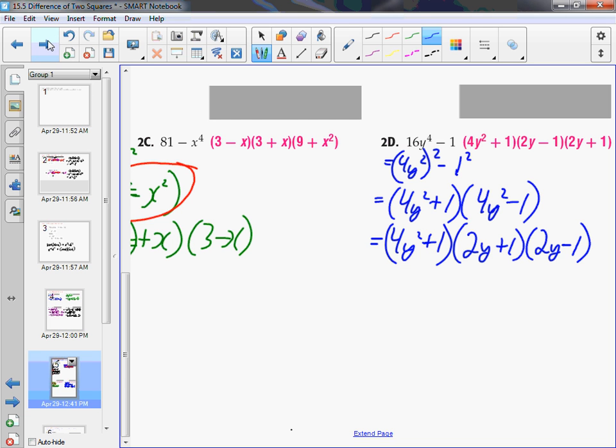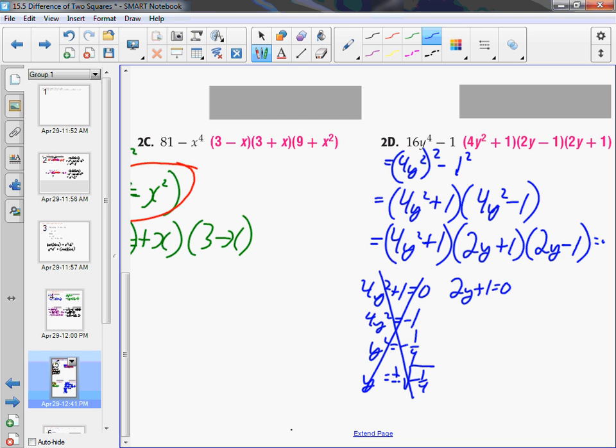All right. And again, what would we do if there was an equal sign here? We'd set that equal to 0. That's not going to give you a solution because you get 4y squared equals negative 1, y squared equals negative 1/4, y equals plus or minus the square root of negative 1/4. Not in the real world. 2y plus 1 equals 0, or 2y minus 1 equals 0. 2y equals negative 1, y equals negative 1/2. 2y equals positive 1, y equals positive 1/2.